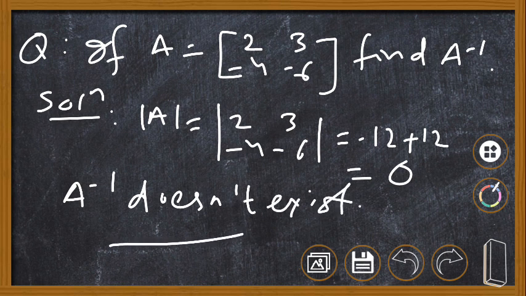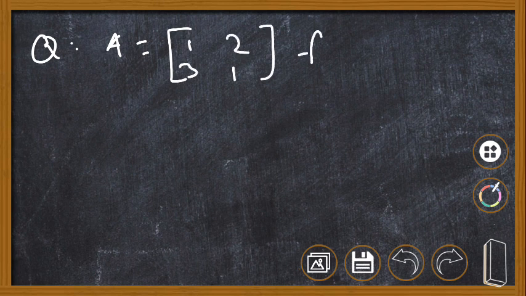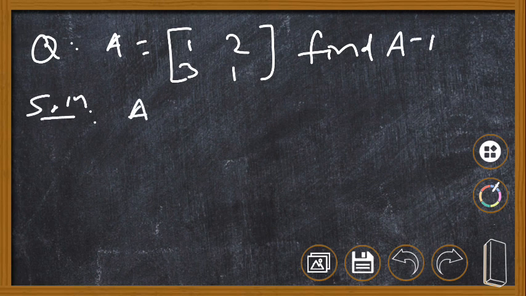So remember, it is not that A inverse will always exist. A inverse will exist if and only if the determinant of A is not equal to 0. So now let us proceed. Question: if A equals 1, 2, 3 and 1, find A inverse. So first you find the determinant value of A.